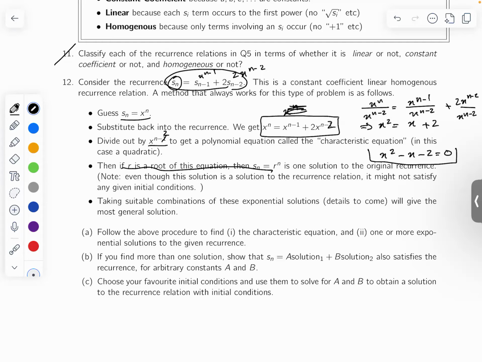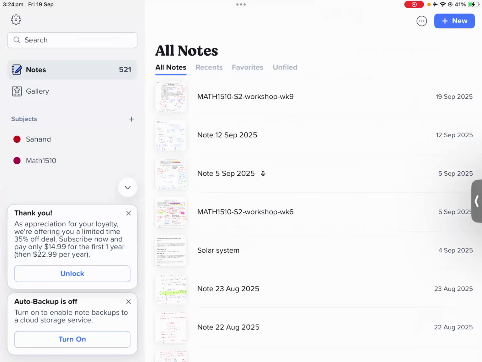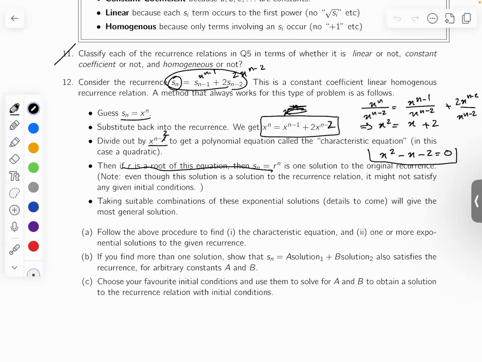Then find the roots. If r is a root, then r power n will be a solution of this one. Taking a suitable combination of these exponential solutions, details to come, will give the most general solution. Follow the above from I to II. So I will do that. Let's solve this one.